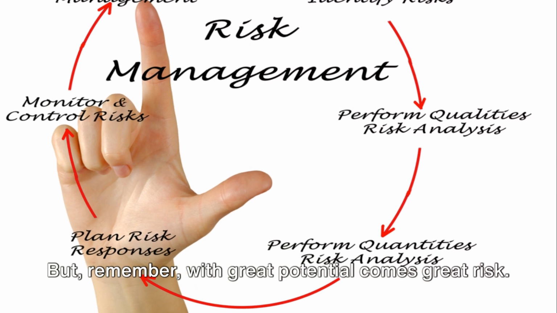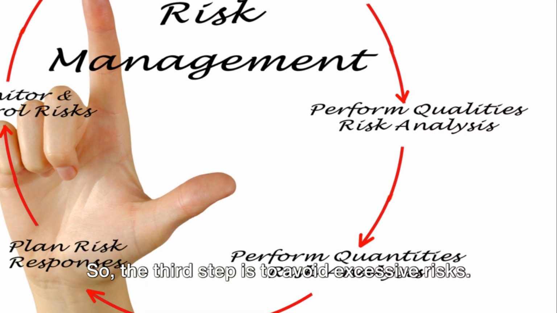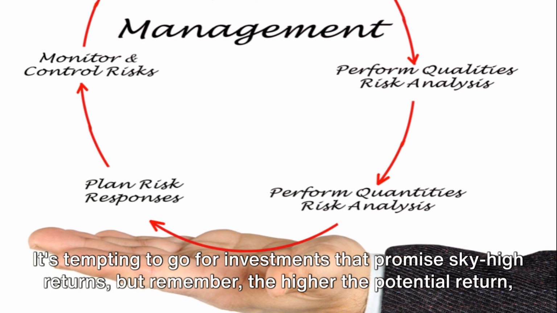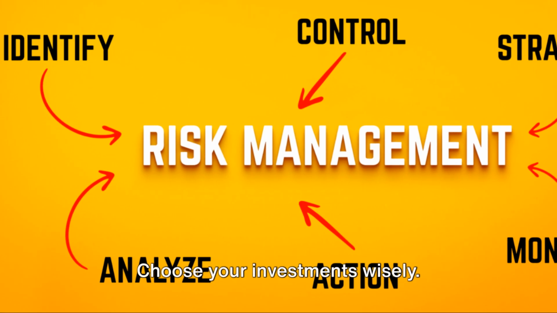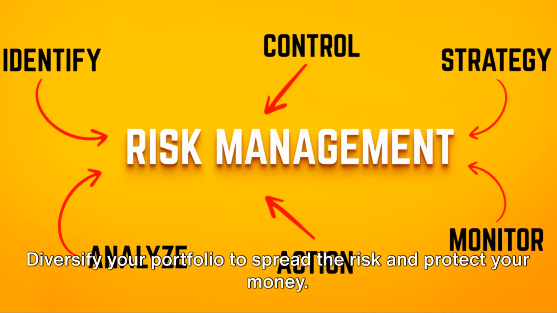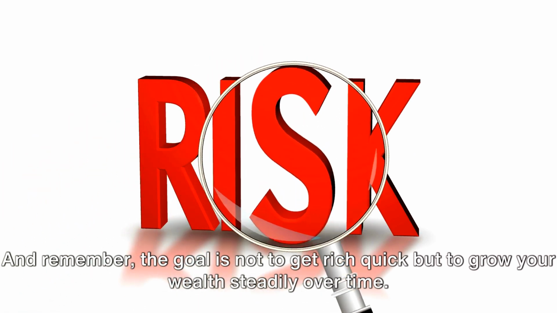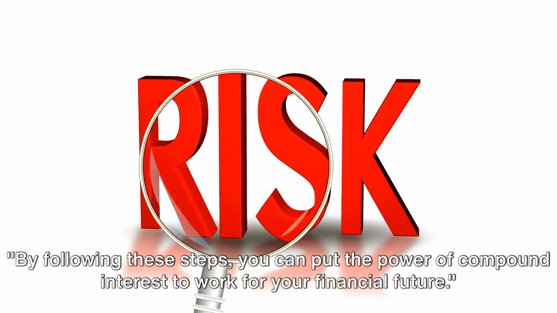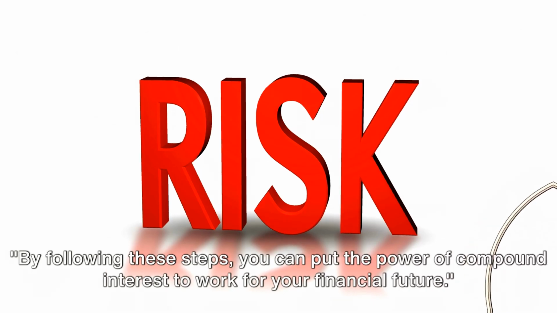But remember, with great potential comes great risk. So, the third step is to avoid excessive risks. It's tempting to go for investments that promise sky-high returns, but remember, the higher the potential return, the higher the potential risk. Choose your investments wisely. Diversify your portfolio to spread the risk and protect your money. And remember, the goal is not to get rich quick, but to grow your wealth steadily over time. By following these steps, you can put the power of compound interest to work for your financial future.